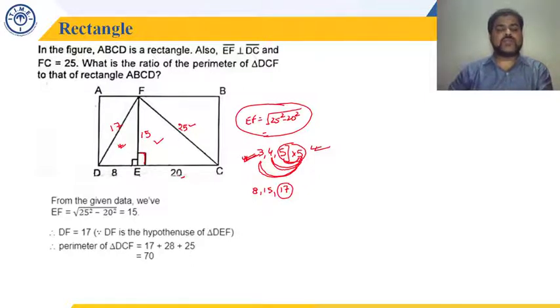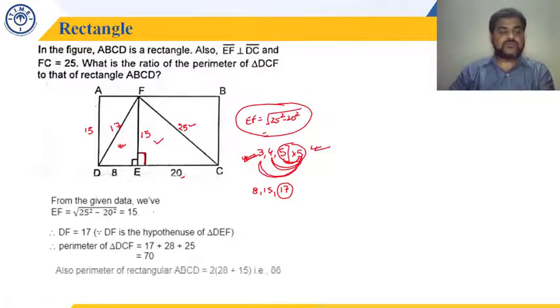And what is the perimeter of rectangle ABCD? Rectangle ABCD has the length CD which is 8 plus 20, 28. And what is the breadth? Breadth is AD, and the length of AD will be the same as the length of EF. So whatever is the length of EF, that same will be the length of AD also. So length is 28 and breadth is 15. So what is the perimeter? Twice of L plus B. So twice of 28 plus 15, which is 86.